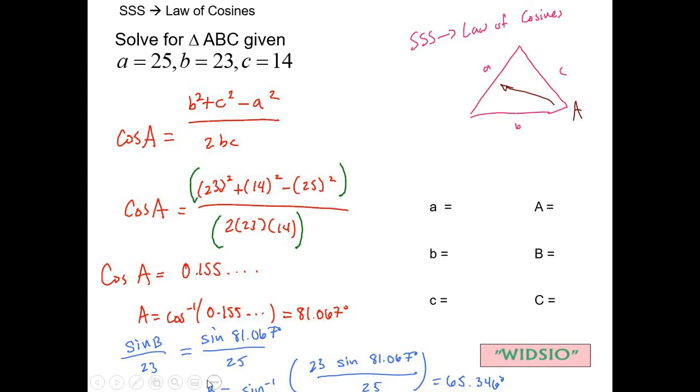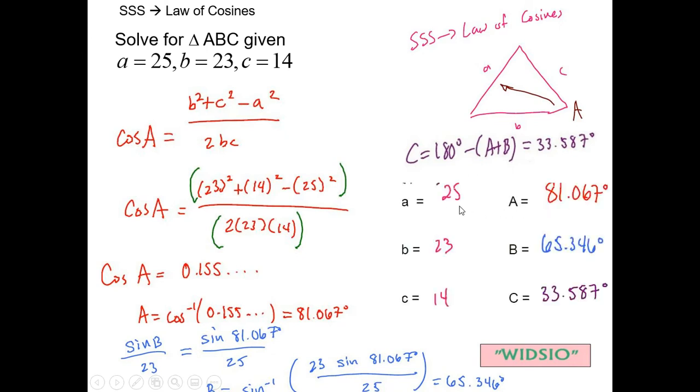To find angle B, I'm going to take the inverse sine of this whole thing, 23 times sine of A divided by 25. Take all of that, and it equals approximately 65.346 degrees. Now to find angle C, I'm going to simply subtract A and B from 180, and that gives me 33.587.